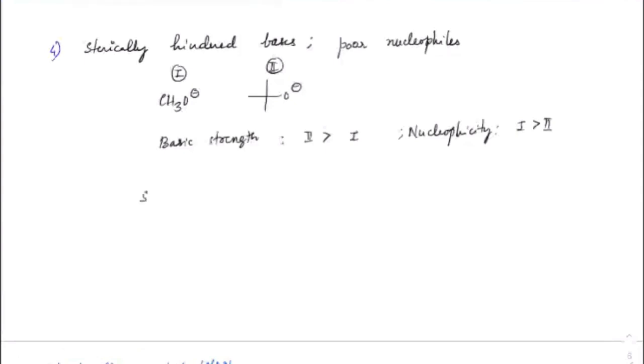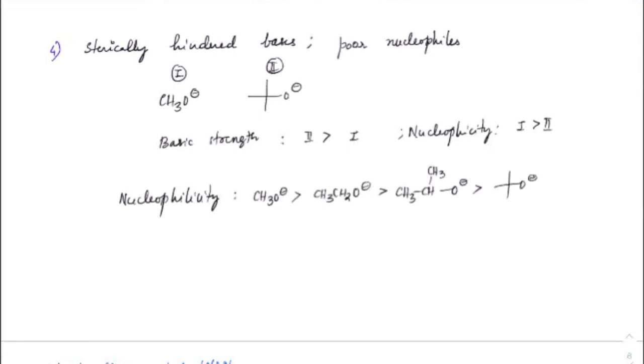Thereby, if you check the overall nucleophilicity, you would see CH3O minus is better than CH3CH2O minus, which is better than tert-butoxide. This would be the order. So more amount of steric hindrance, less will be the nucleophilicity. Nucleophilicity is inversely proportional to steric hindrance.